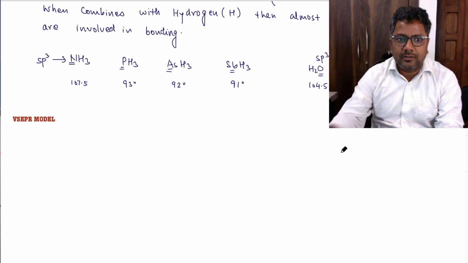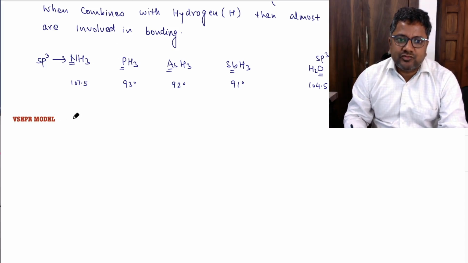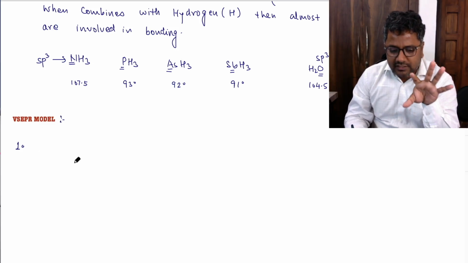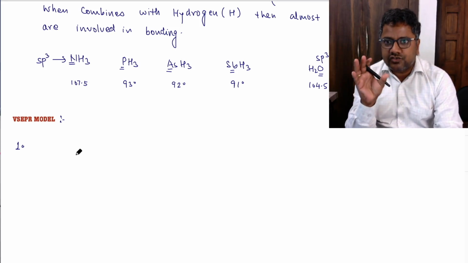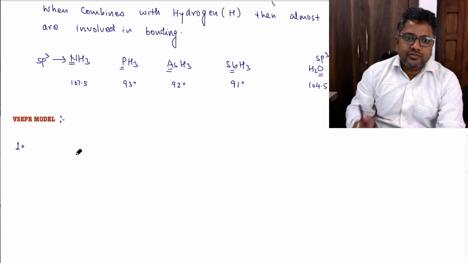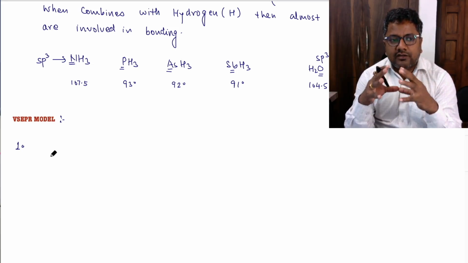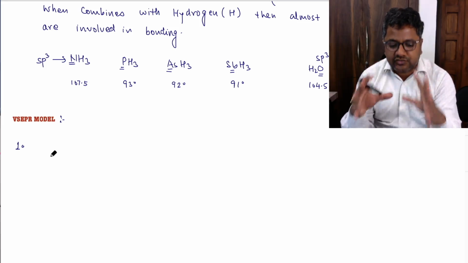So the VSEPR model is based on certain points, right? Based on certain observations. See, the first observation is very important. The whole concept is based on this: electron pairs tend to minimize repulsion, right? So this is the first point, and it is a very important point. Electron pairs in any molecule always tend to minimize the repulsion, right?